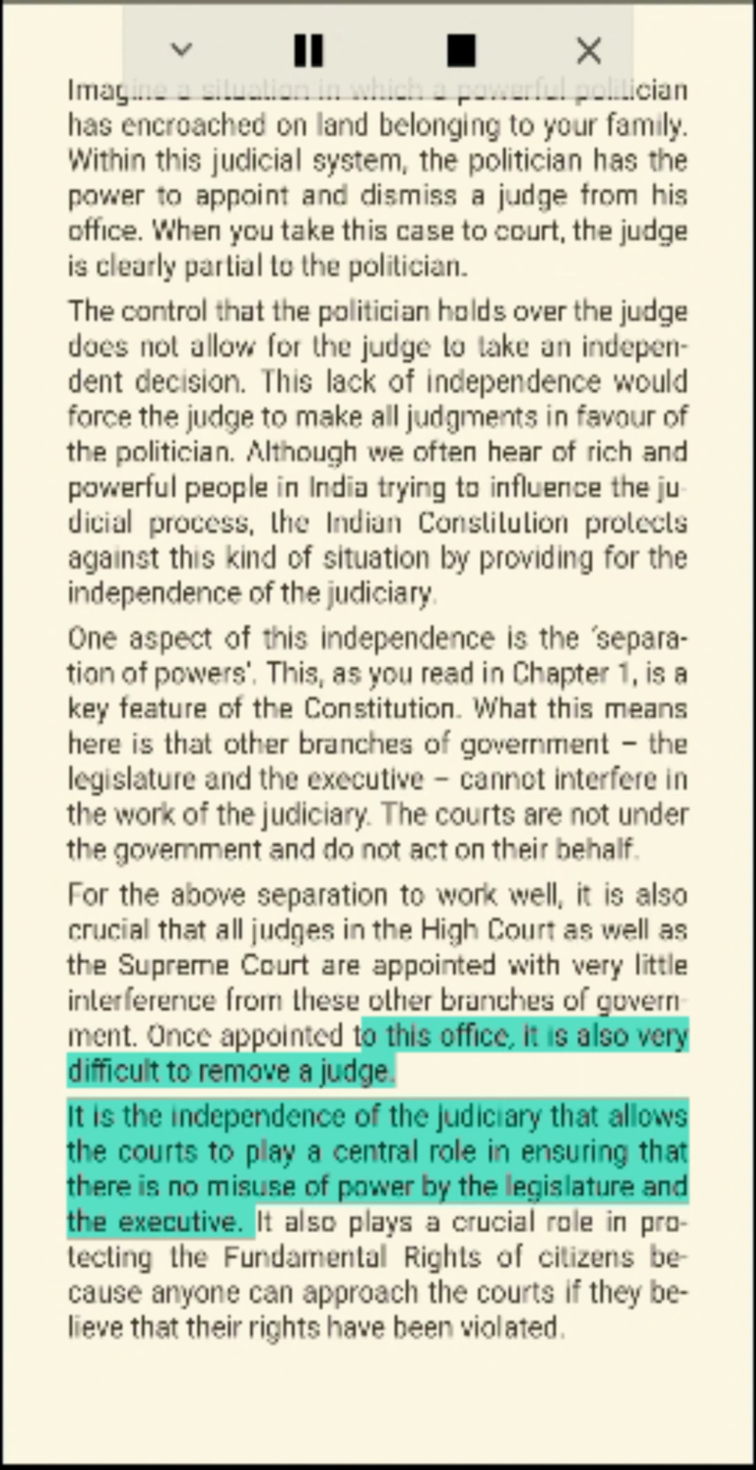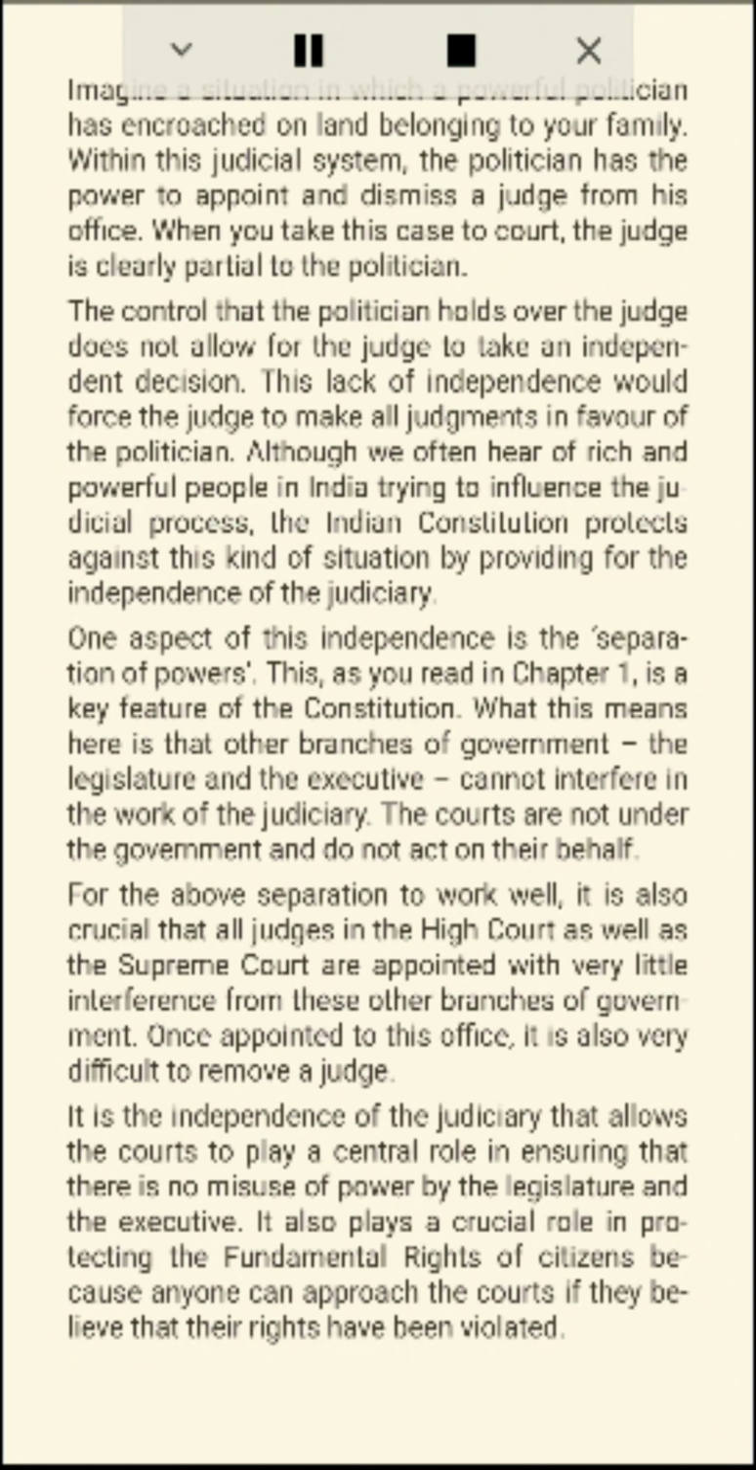For the above separation to work well, it is also crucial that all judges in the High Court as well as the Supreme Court are appointed with very little interference from these other branches of government. Once appointed to this office, it is also very difficult to remove a judge. It is the independence of the judiciary that allows the courts to play a central role in ensuring that there is no misuse of power by the legislature and the executive. It also plays a crucial role in protecting the fundamental rights of citizens because anyone can approach the courts if they believe that their rights have been violated. List 2 reasons why you believe an independent judiciary is essential to democracy.